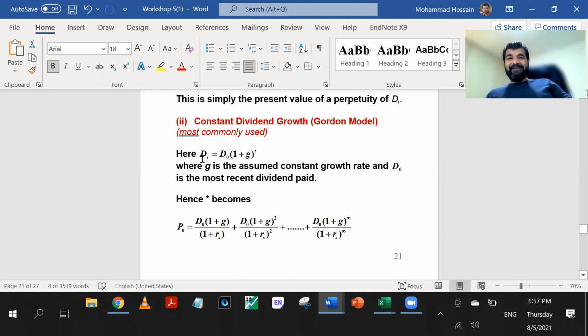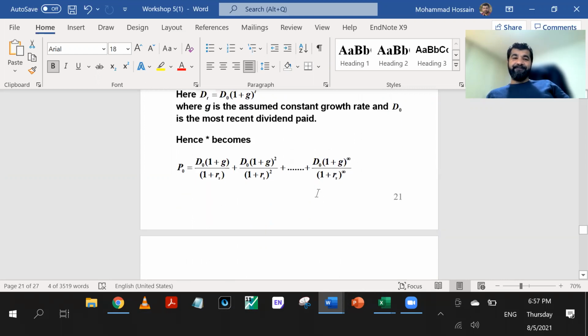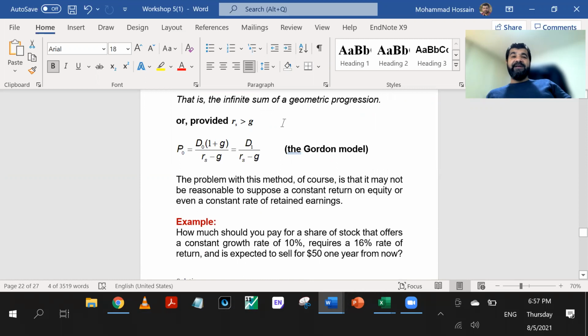You see dividend equal to D0 times (1 plus g). g is your growth rate. That's your growth rate. Constant growth rate. Okay, so that's the formula we have here. Infinite sum of geometric progression. So this is the formula we use. P0 equals D1 divided by (Rs minus g). The Gordon model we call this.